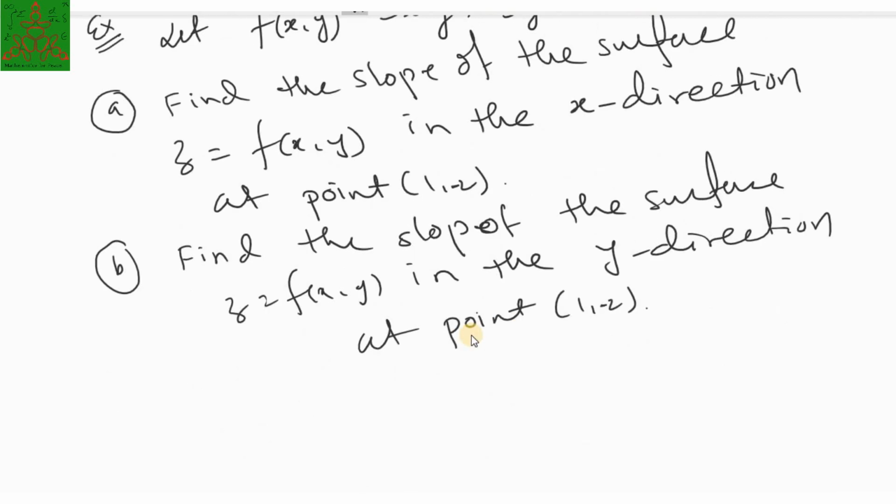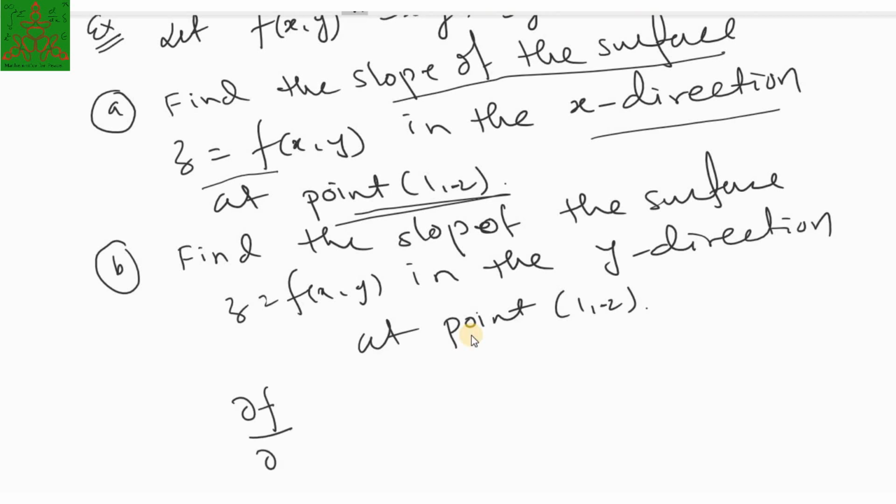Here what you need to find out is the slope of this surface at the point (1, -2) in the x direction. So obviously in the x direction, that means we need to calculate ∂f/∂x. The function f(x, y) is given as x²y + 5y³. So we take the partial differentiation of this with respect to x, keeping y as a constant.